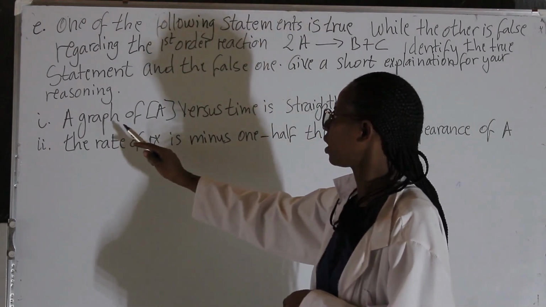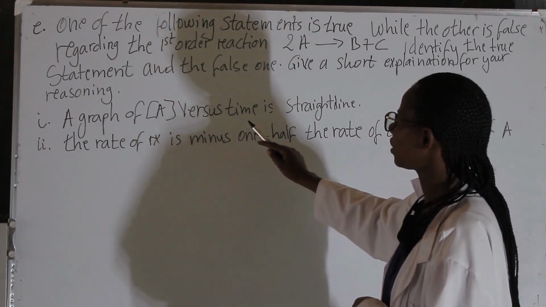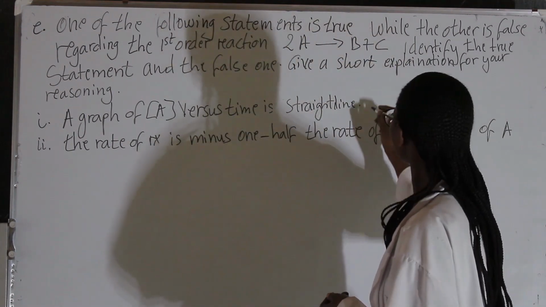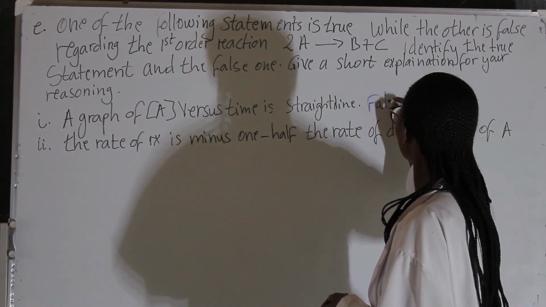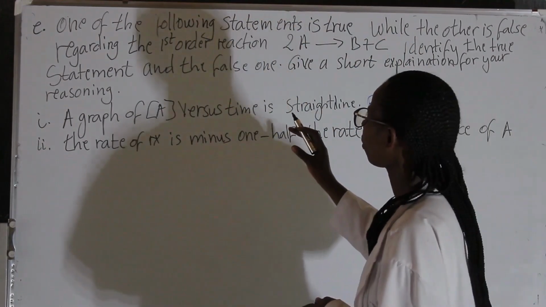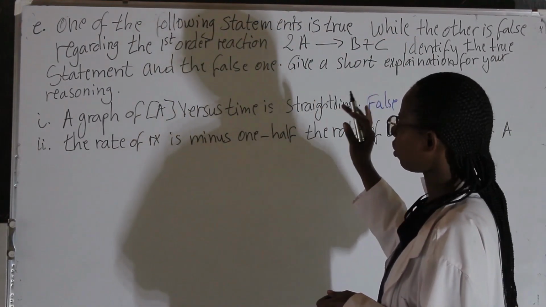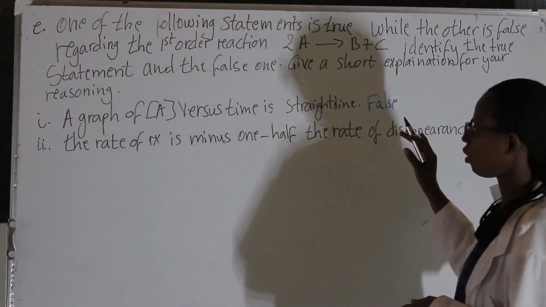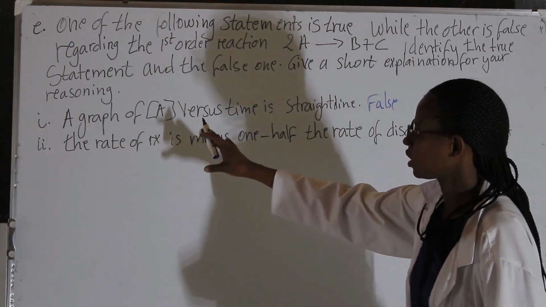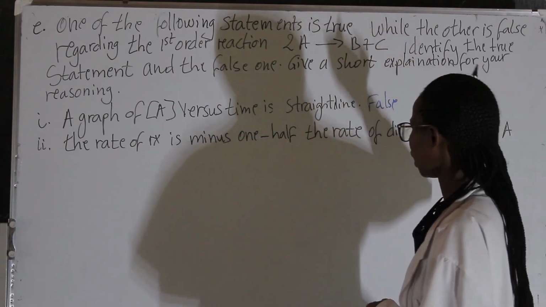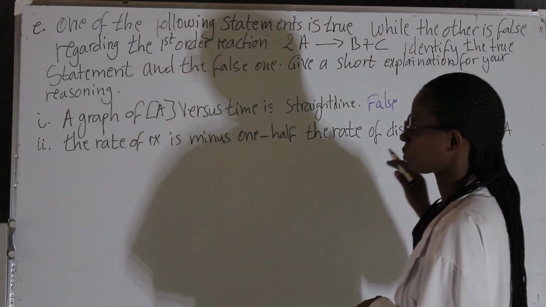A graph of A versus time is a straight line. This is false, because for a first order reaction, the graph of concentration of A versus time is not a straight line. It is exponential.